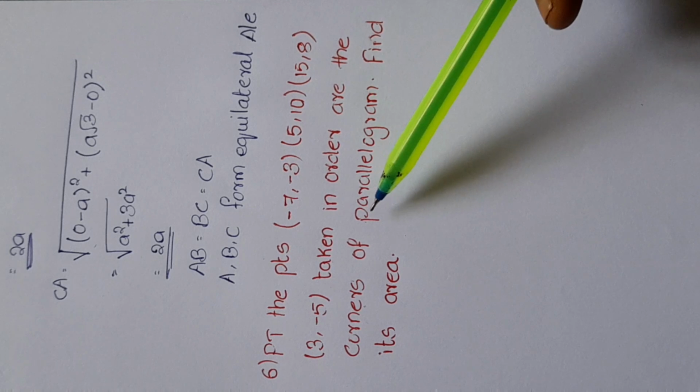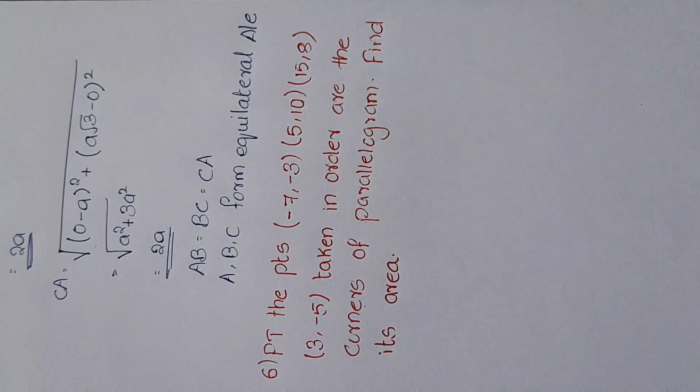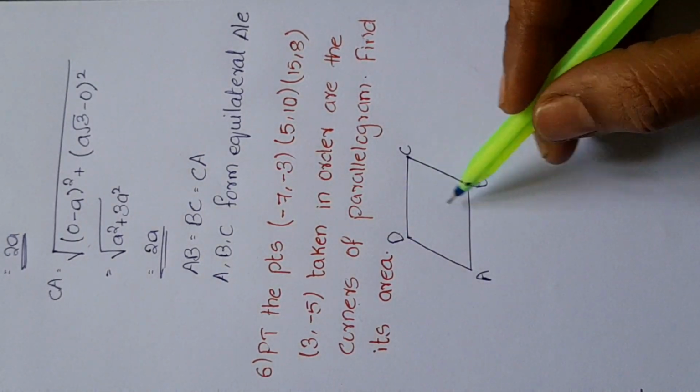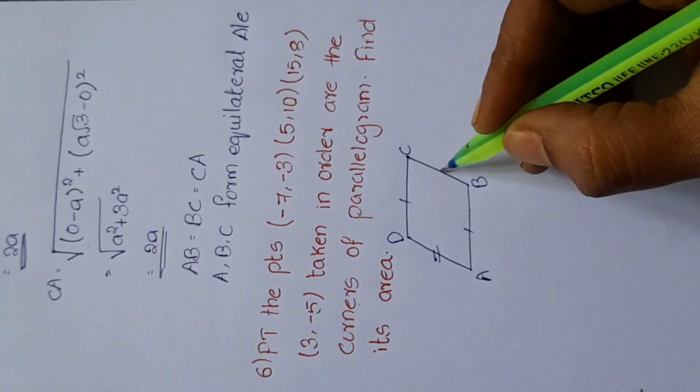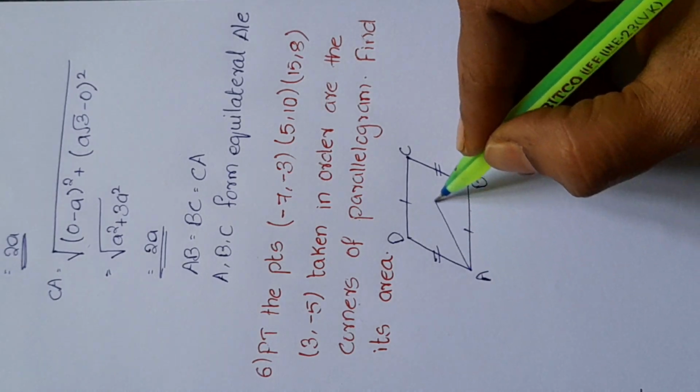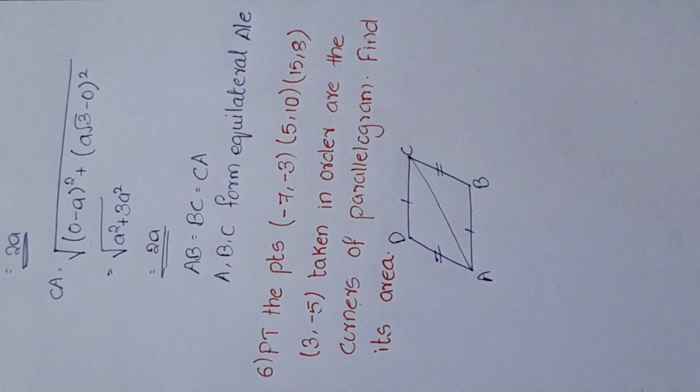Sixth question is, prove that the points (minus 7, minus 3), (5, 10), (15, 8), (3, minus 5) taken in order are the corners of a parallelogram, and also find its area. In a parallelogram, the opposite sides should be of equal length. That is, AB should be equal to CD and AD should be equal to BC. And the diagonal divides the parallelogram into two equal triangles.